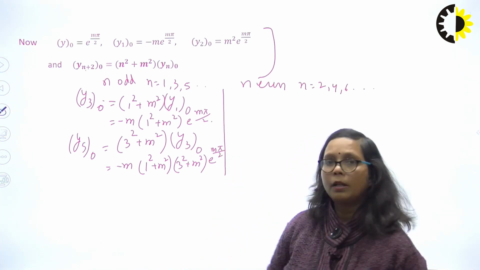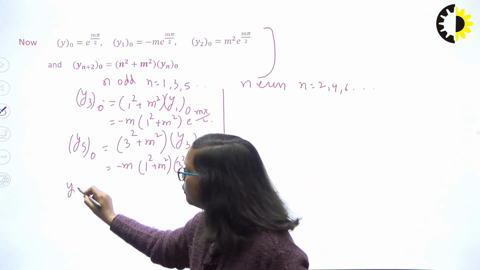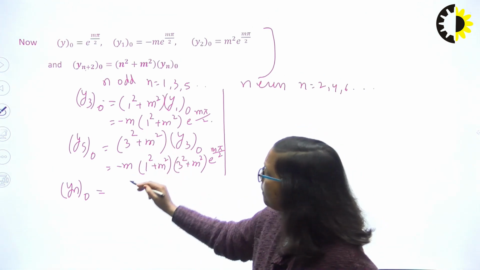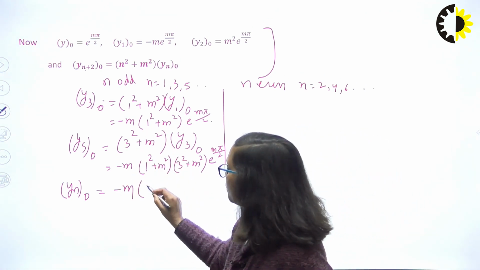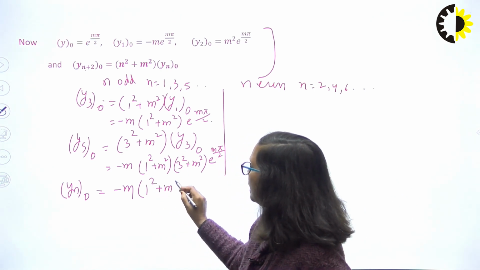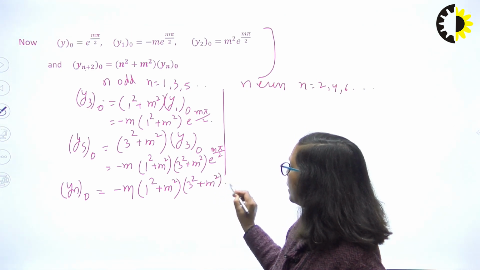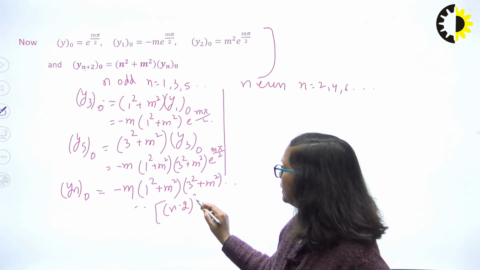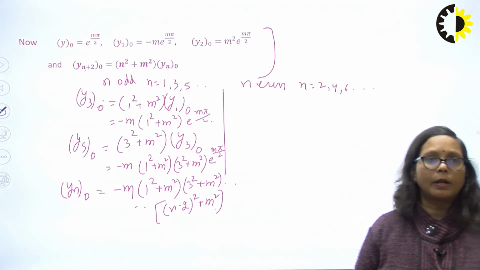And by symmetry, if I try to write down again the value yn 0, can you think what this is? Minus m is repeating with every term, so here also it's minus m. Next term is 1 square plus m square. Next term is 3 square plus m square. And this will go up to n minus 2 square plus m square.